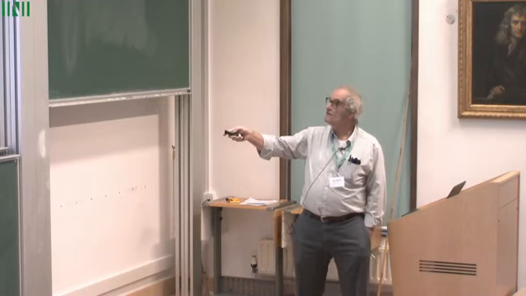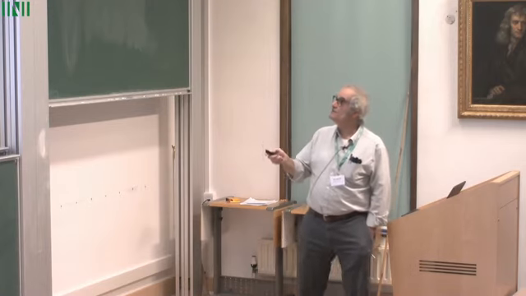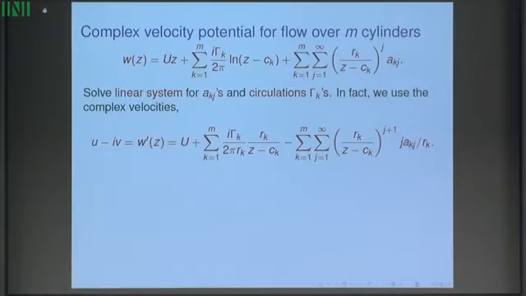So, here's the complex velocity potential for flow over M cylinders with constant velocity at infinity, circulation gamma. The CKs are the centers of the circles, RK is the radius. I'll show you the actual linear system in a bit, but we want a linear system for the RKs and the circulations. We'll really work with the complex velocity, which is of a Laurent series form, and we'll get a nice system out of that.